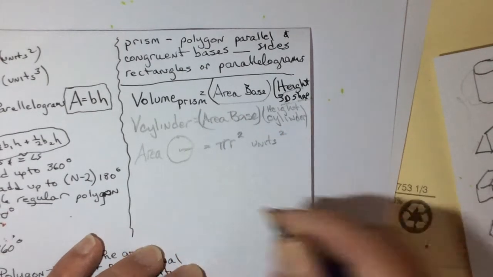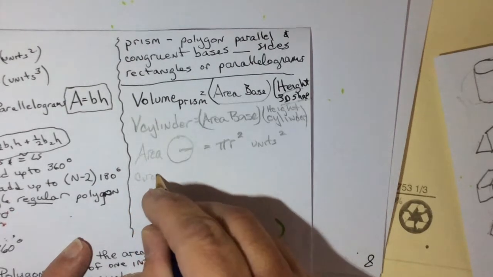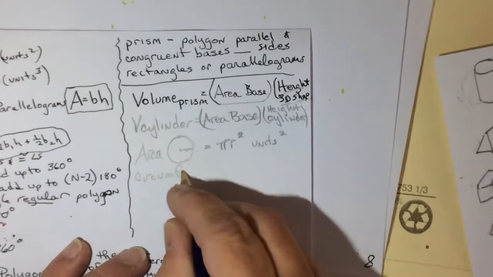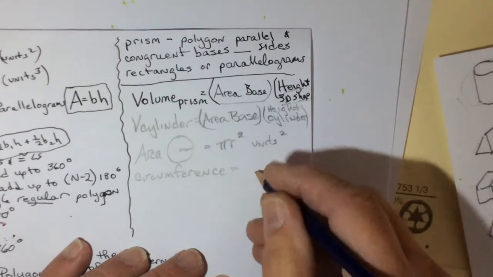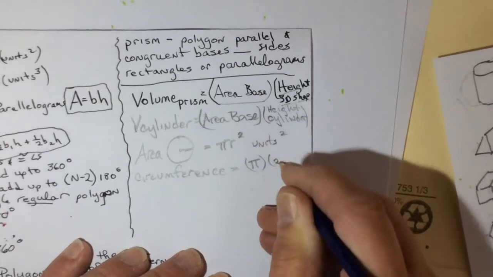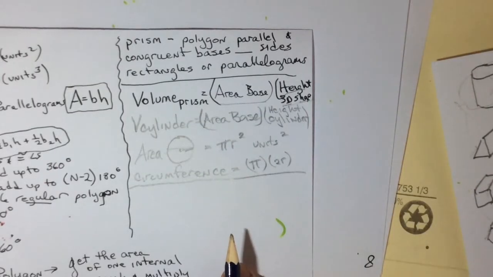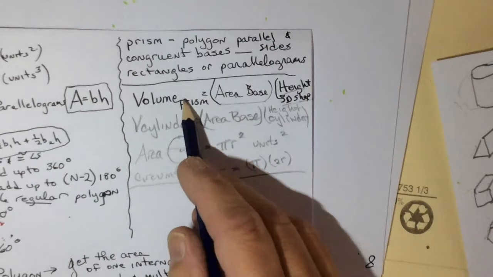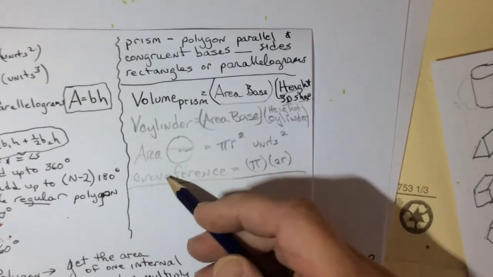The distance all the way around, which is called the circumference of a circle, is equal to pi times 2r, in other words, the diameter. But that is all you need to find the volume of a prism or the volume of a cylinder. You need to be able to find the area of the base and then multiply it by the height.